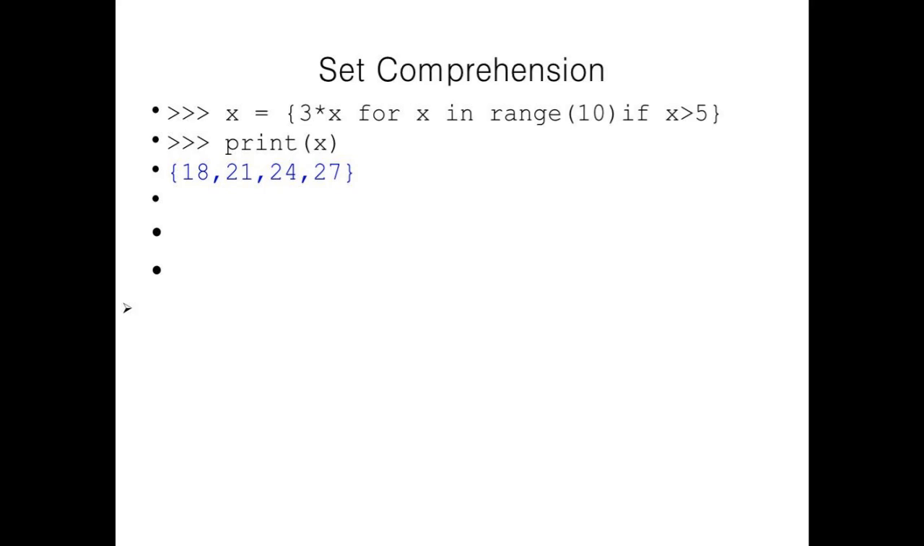Similar to list and dictionary, you can perform a set comprehension just like list comprehension and dictionary comprehension. Here in the example, you apply the function 3 times x to a range from 0 to 9, and there's an if statement at the end. So you apply the function if x is larger than 5, and that will produce the set 6 times 3, 7 times 3, 8 times 3, and 9 times 3. So the result will be 18, 21, 24, and 27.